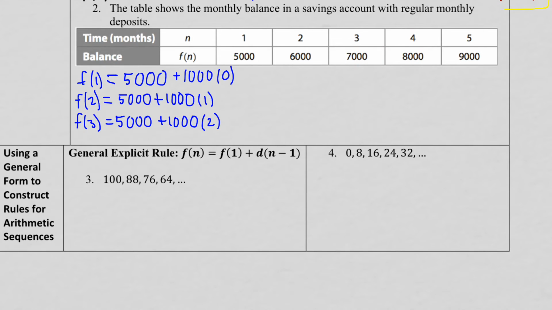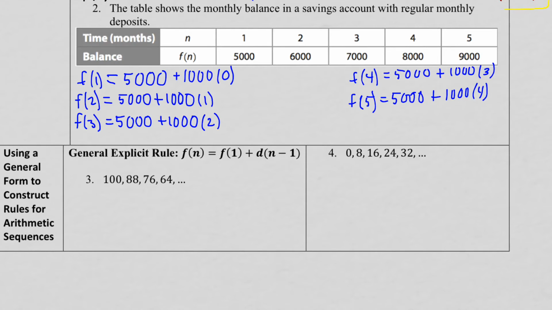F of 4 is 5,000. Remember, I want them all to look the same. Plus how many 1,000s? 3 of them. Right? Because it's 8,000 total. F of 5 is start with 5,000, but then on top of that, 4 1,000s to make it the same.